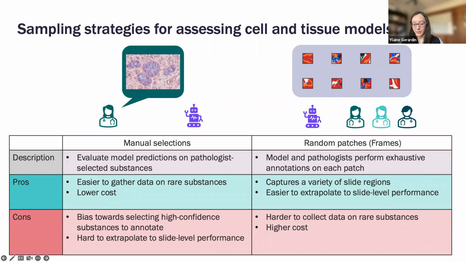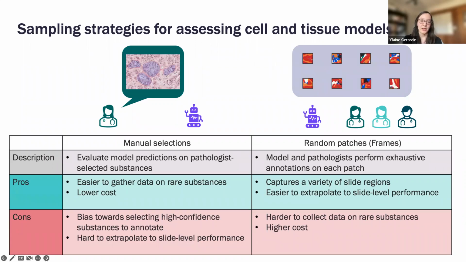The con of the manual selection is that there is some bias here. That's because when a pathologist is selecting examples of a substance, they tend to select clear examples, where they're certain that is really cancer or that is really a macrophage. They'll tend to not select areas of a slide that may be ambiguous. In that way, you might not be able to capture how well the model is doing on these sorts of ambiguous substances. That makes it hard to extrapolate this kind of validation to slide level performance. It may only really be relevant for these very clear canonical examples of substances.